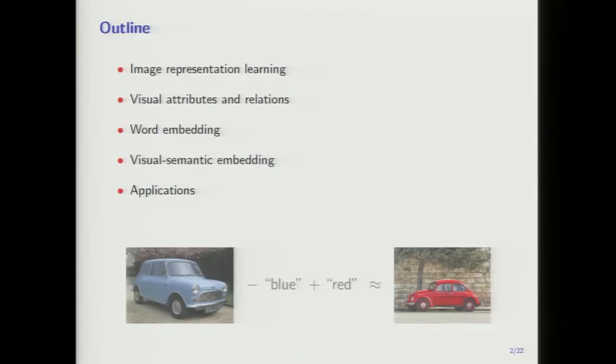So just an idea of what I'm going to be talking about. I'm going to start sort of on the vision side of things with representation learning, which I think is quite well known in this group. Then I'll say something about attributes and relations, and then I'll just move over to the language side of things, so with word embeddings, and then we'll see how we can combine them. And I'll mention a few applications. Okay. And on the bottom there, you can kind of see what the idea is. So we have an image of a blue car. If we subtract the word blue and add the word red in this embedding space, is it possible to retrieve an image of a red car?